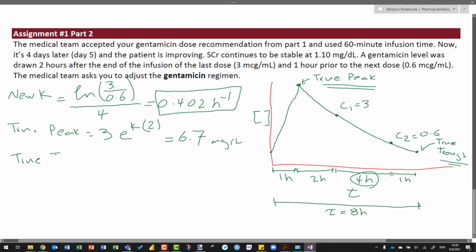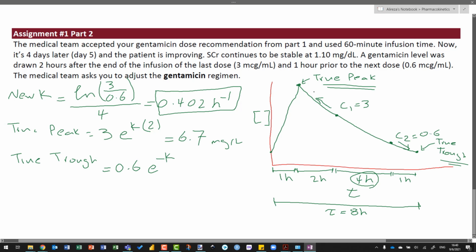And then we do the same to get the true trough. Again, you can use either C1 or C2 or even the true peak that you calculated, as long as you calculated it correctly. In this case, I'm going to use C2 because it's closer to the trough, and I know there's only 1 hour between them, so that's going to make the easiest calculation. So I'm going to say 0.6. Because we're going in a different direction, you do need to put a negative before k. So this is negative k.